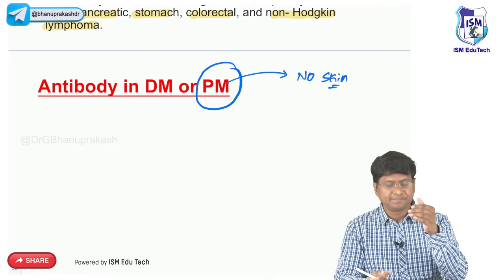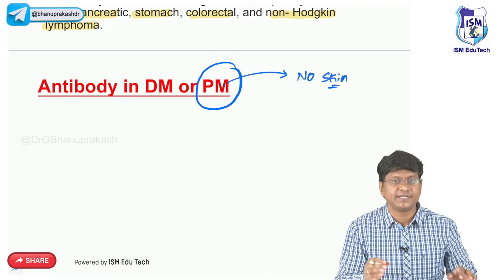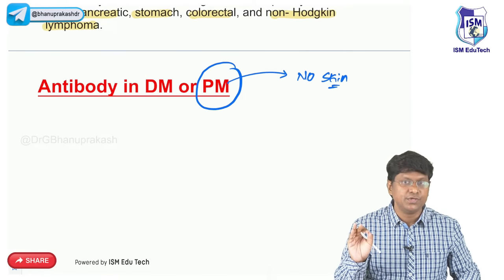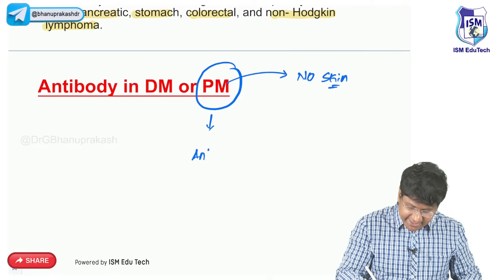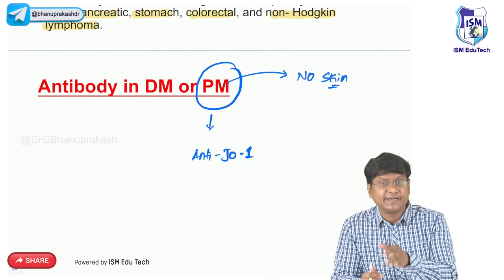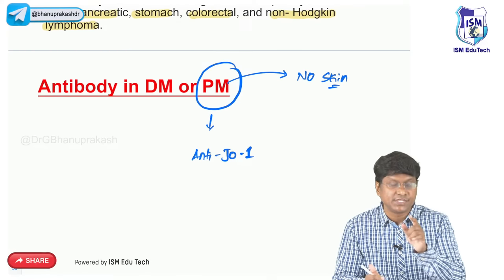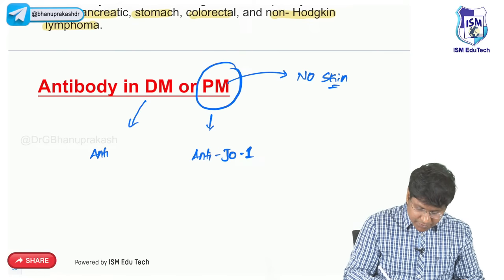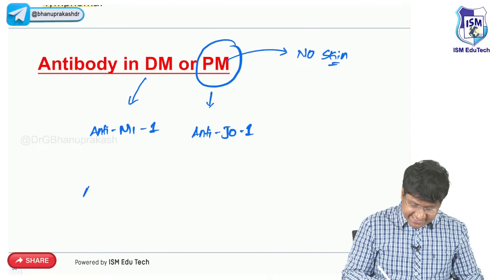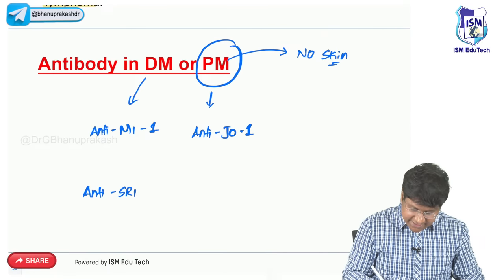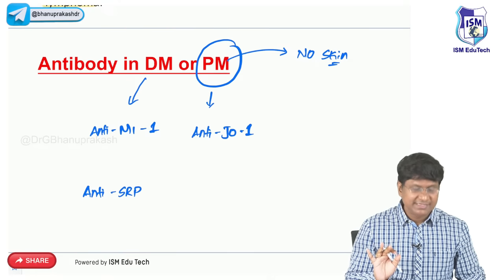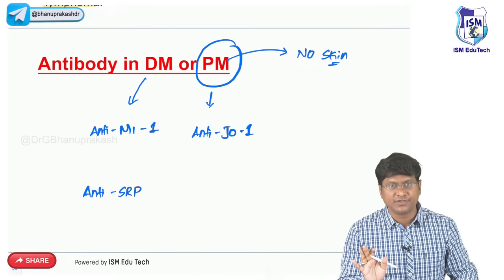In polymyositis and dermatomyositis, the antibodies present are anti-JO1 as well as anti-MI2. In case of polymyositis, you have anti-JO1, whereas in dermatomyositis the antibody present is anti-MI2. We have one more group of antibodies called anti-SRP. This anti-SRP is present in both dermatomyositis and polymyositis. So these are the antibody profiles in polymyositis and dermatomyositis.